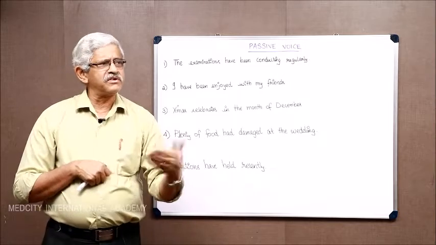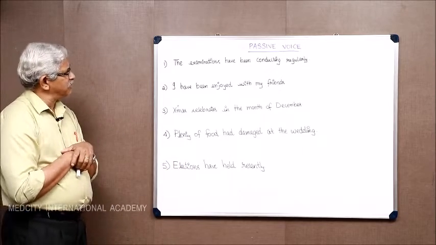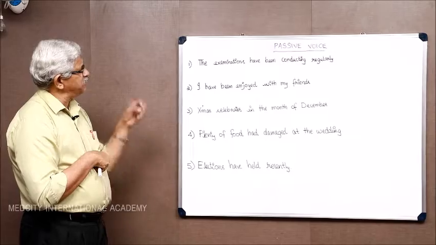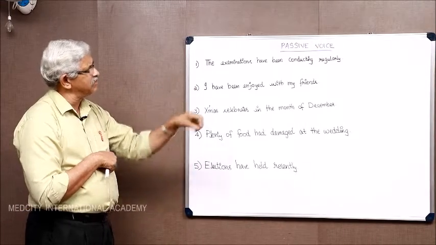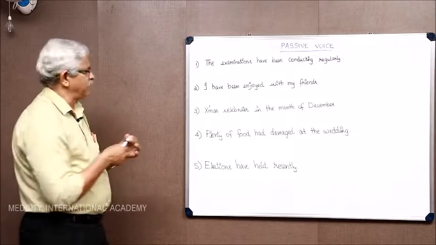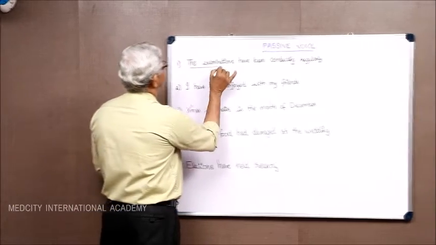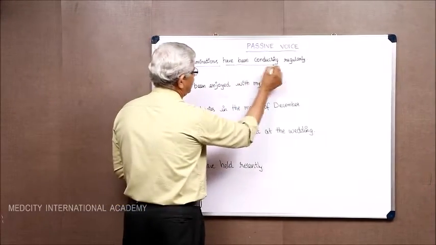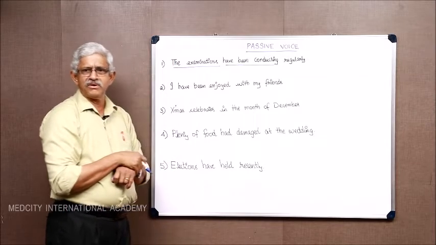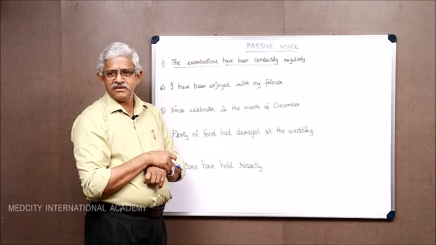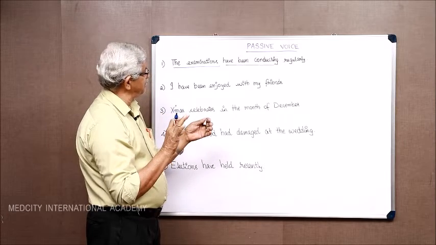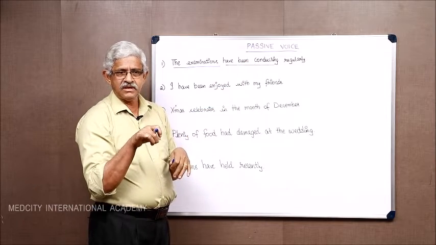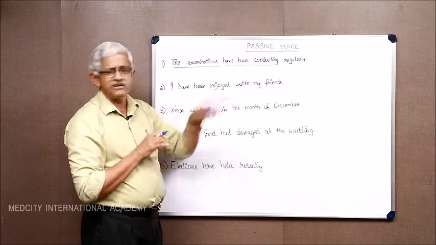Now to have a better idea, we can look at the blackboard. See, there are some sentences. The examinations have been conducting regularly. Now here, the subject is the examinations. The verb written there, of course, is have been conducting. Whether it is right or wrong, you have to judge. Understand? But my point is, the verb here is conduct, and it is used in present perfect continuous tense.